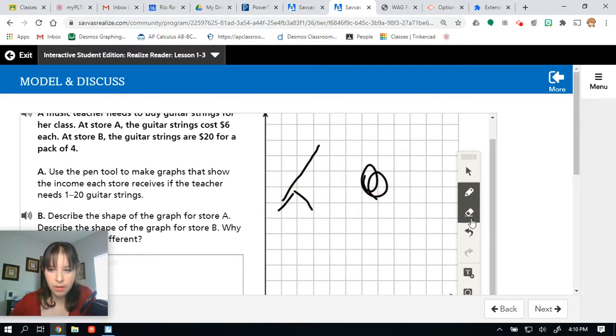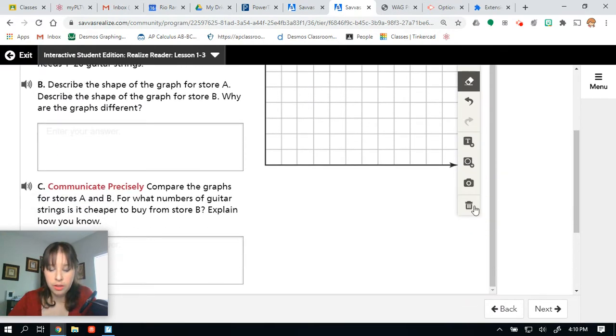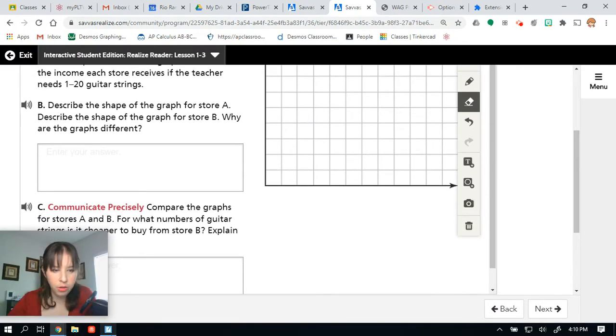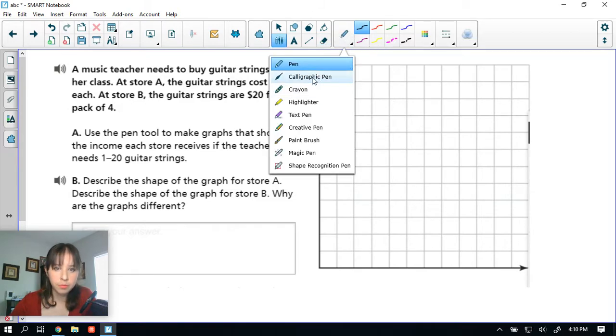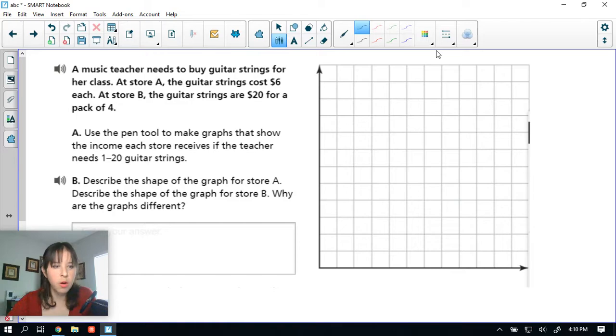So I'm going to give you guys a moment to draw your graphs using this pen tool, and I'm going to go back and use my own pen tool, which is this smart notebook. So pause the video at this time so that you can try this on your own, and I highly recommend you try this on your own. And then we'll come back together and go over the graph.